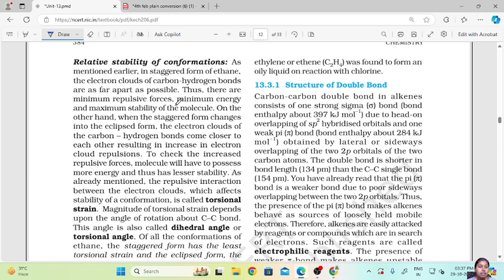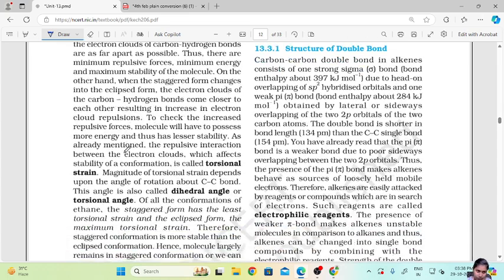On the other hand, when the staggered form changes into an eclipsed form, the electron clouds of the carbon-hydrogen bonds come closer to each other, resulting in an increase in electron cloud repulsions. To check the increased repulsive forces, the molecule will have to possess more energy, thus lesser stability. So this repulsion leads to more energy requirement and thus the stability is decreased.